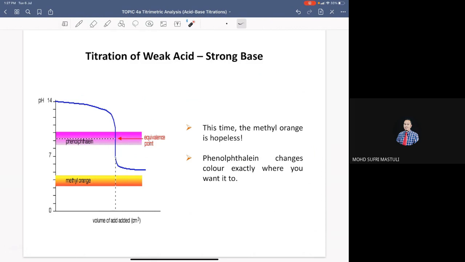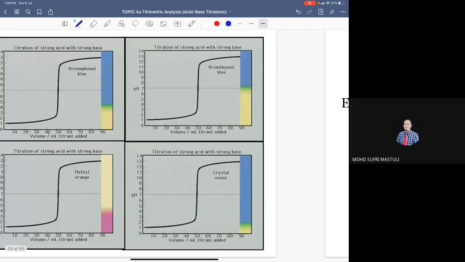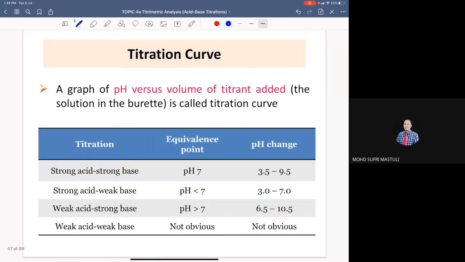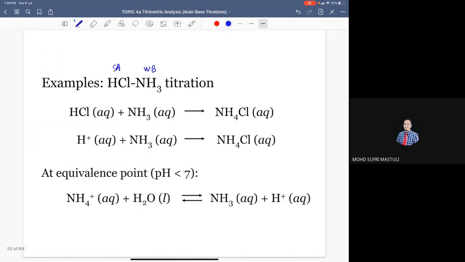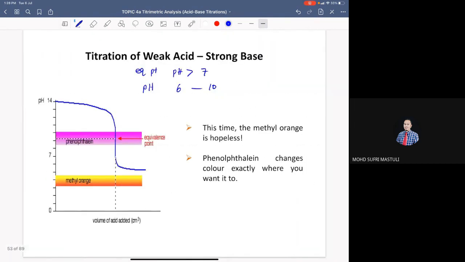So if you want to titrate a weak acid with strong base, the equivalent point is at a pH more than 7. So the pH range, weak acid towards the neutral, 6, until strong base is about 10. Okay, we check. It's 6 until 10. Okay, 6.5, 10.5.